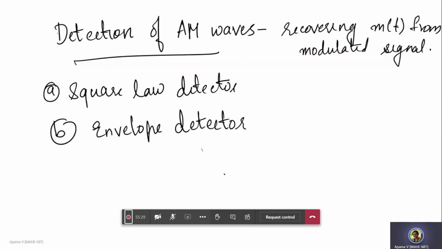Ma'am, detection basically means that we are demodulating the wave, right? Yes, the circuit for demodulation. Another term for detection is demodulation. Detection or demodulation.